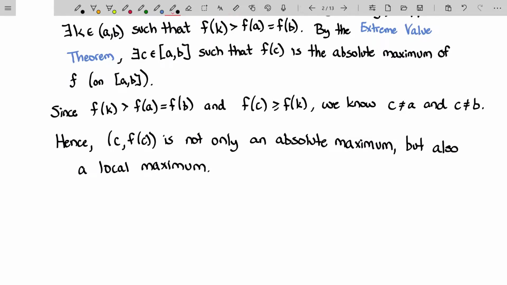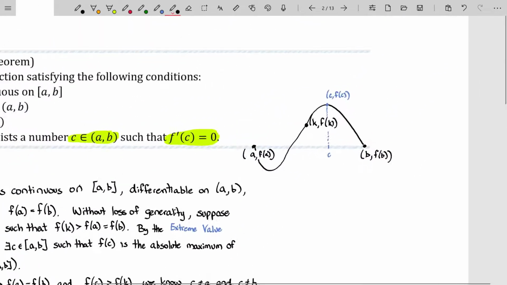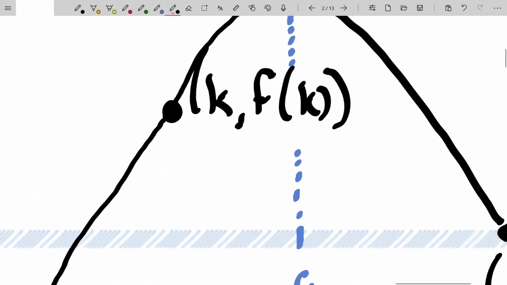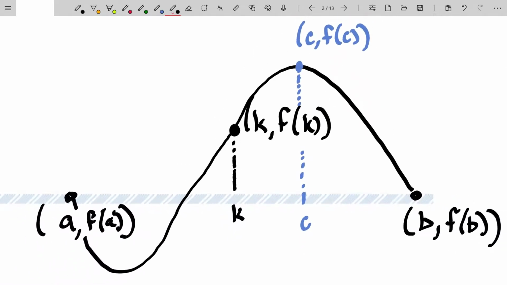So not only is it an absolute max, but it's also a local max. Now, let me go back to my picture just to showcase what I'm talking about. So again, we assumed that there is some input value k that leads to a height above the endpoints. And then, because it's a continuous function, we know that there must be an absolute value between, possibly including the edge points a and b. But we know that there's already a point above f of a and f of b, so therefore the absolute maximum must occur in between a and b.